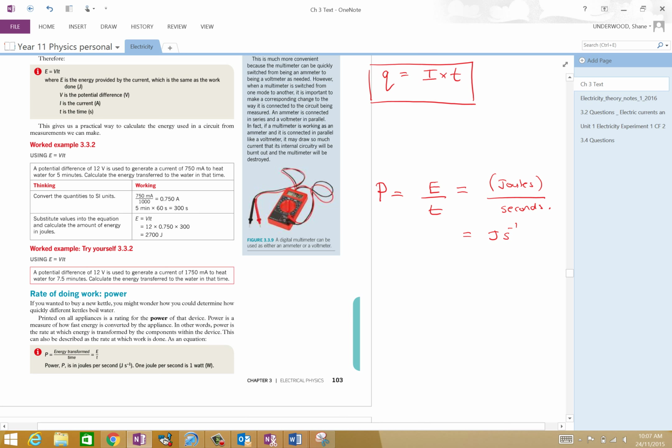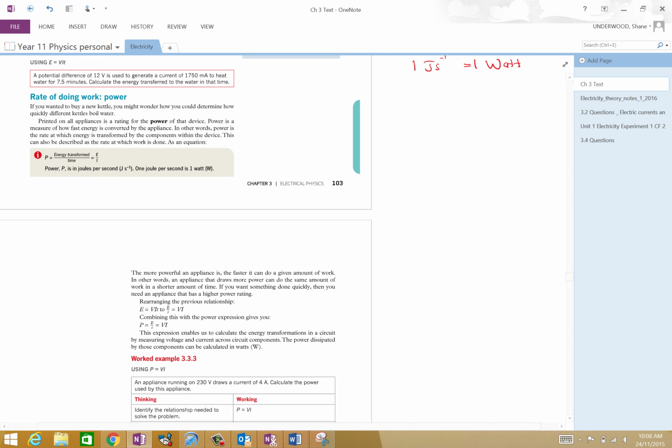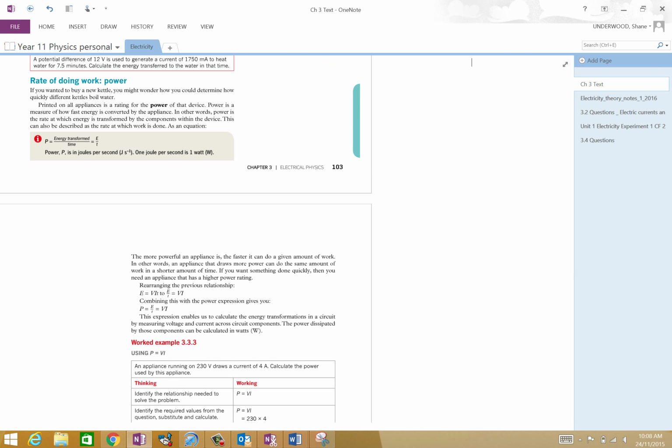But you would have heard of this before, wouldn't you? 1 joule per second is the equivalent of 1 watt. Plural would be watts. You've heard of that, haven't you? Drawing 250 watts of power. As it turns out, we have energy is equal to VIt, and we also have P equals E on t.